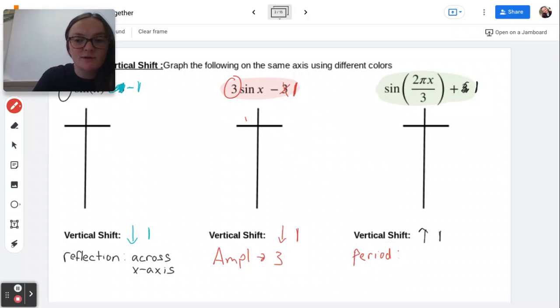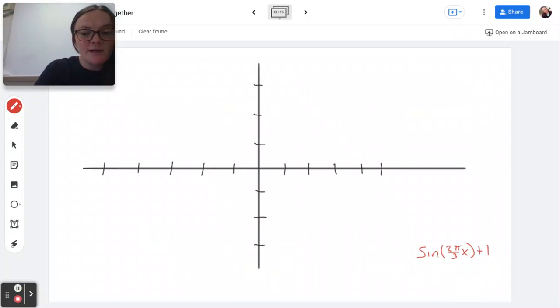Our new period is going to be equal to, well, period's always equal to 2 pi over b, but b is this entire huge thing, which is 2 pi over 3. If you keep it, switch it, flip it, you're going to get 2 pi times 3 over 2 pi, and you'll notice that everything cancels, and you're just left with 3. Okay, so that's one thing that we know. So let's take that to the next page. Okay, so right off the bat, we know that our period is going to be equal to 3.